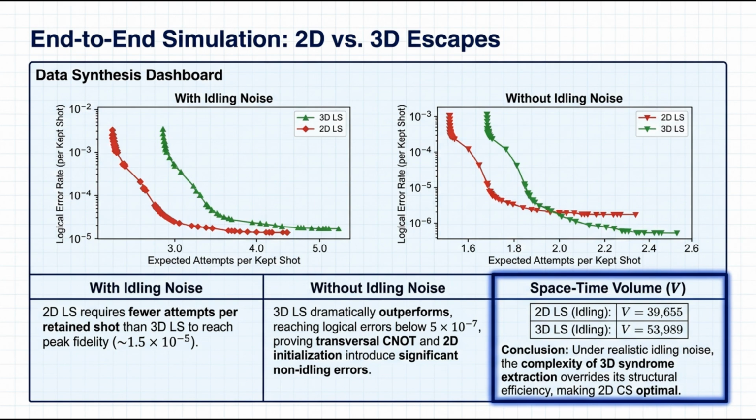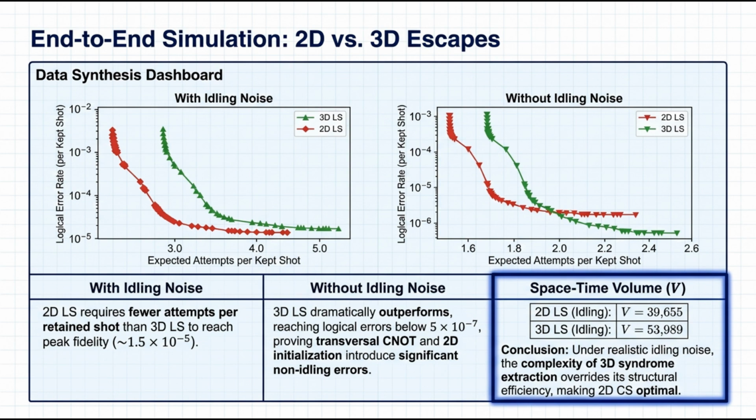This slide presents end-to-end simulation results comparing the two-dimensional and three-dimensional escape routes for distance 3 codes. The left plot shows the logical error rate against expected attempts per kept shot with idling noise. Under this realistic noise model, both escape routes converge to a logical error rate of approximately 1.5 times 10^-5, but the two-dimensional escape route requires significantly fewer expected attempts.